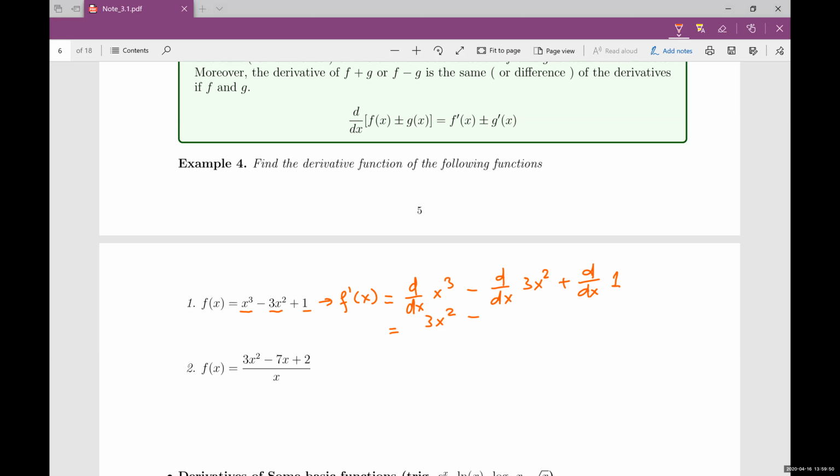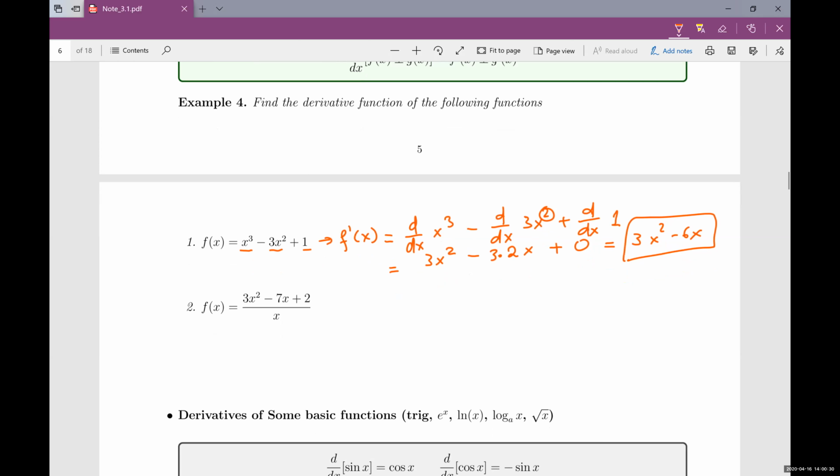You have 3 times 2. You move the 2 down here, x to the 2 minus 1, which is just 1. So x to the 1, which is x. So in this function, you use the power rule, and also the constant multiple rule here. And go to the last one. What is the derivative of the constant? It should be just 0. So the final answer, the derivative of this function, is 3x squared minus 6x.